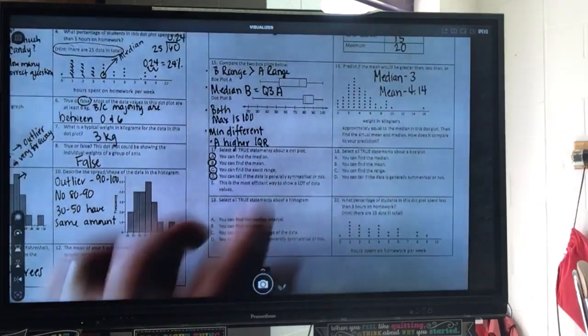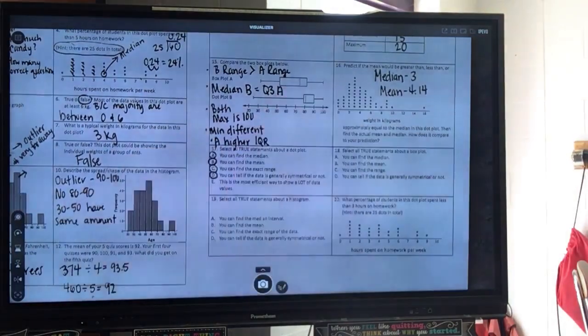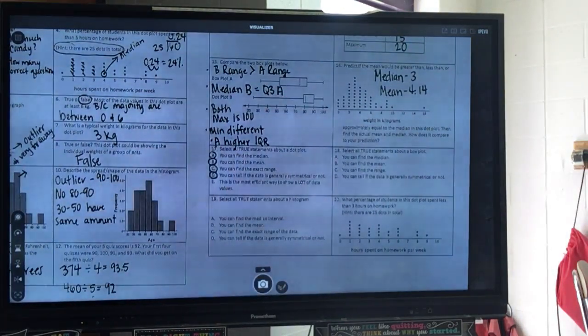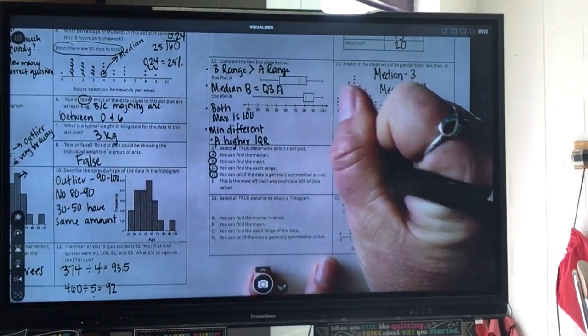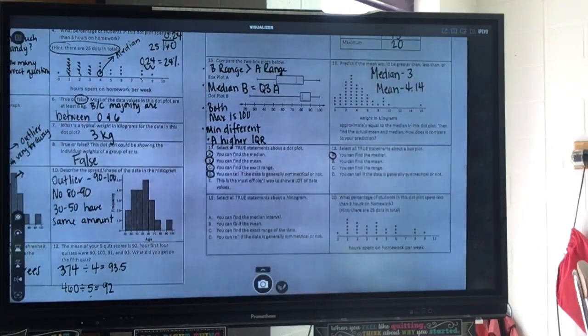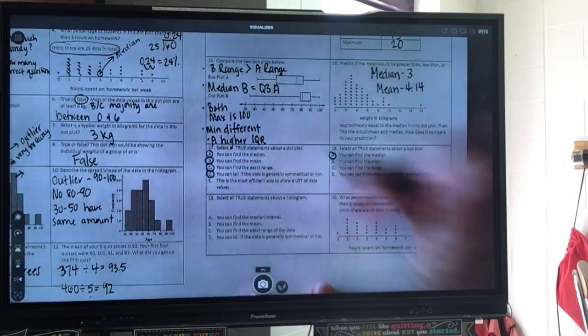So we're talking about one of these now. Alright, stand up if you can find the median. Have a seat. Stand up if you can find the mean. You cannot find the mean. Why can you not find the mean? How many numbers do you have? Five. You only have 5 of the numbers, the minimum, maximum, median, Q1, and Q3. So you cannot find the mean, so that one is not gonna work.